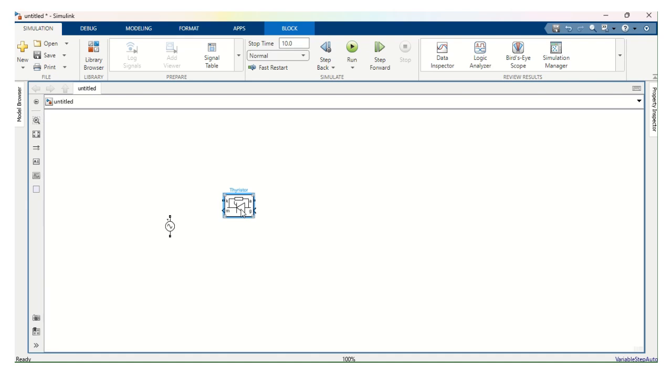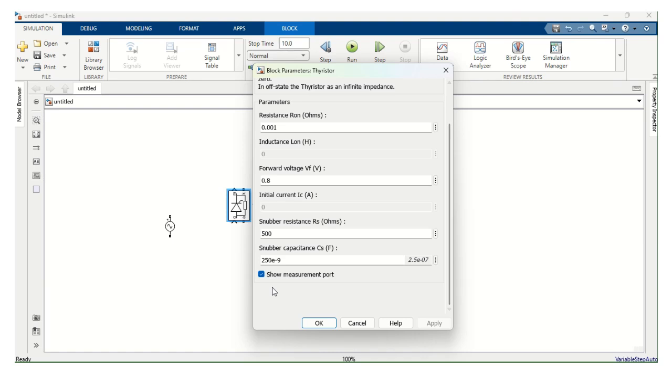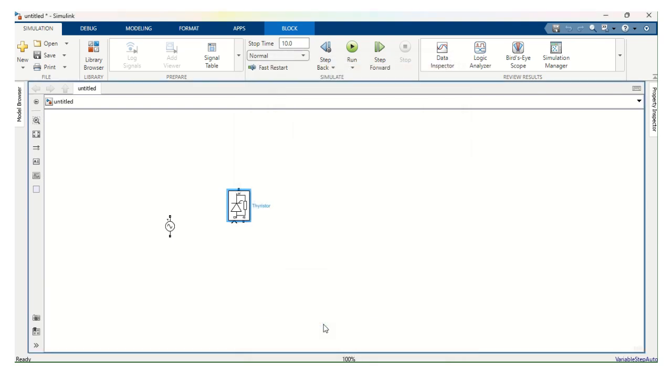So Control R to rotate the thyristor. Let it be like this. Double click the thyristor. Disable show measurement port. Make this as simple. So let's copy. Right click and drag to copy. So we need 4 thyristors. So right click and drag. So we get 4 thyristors.